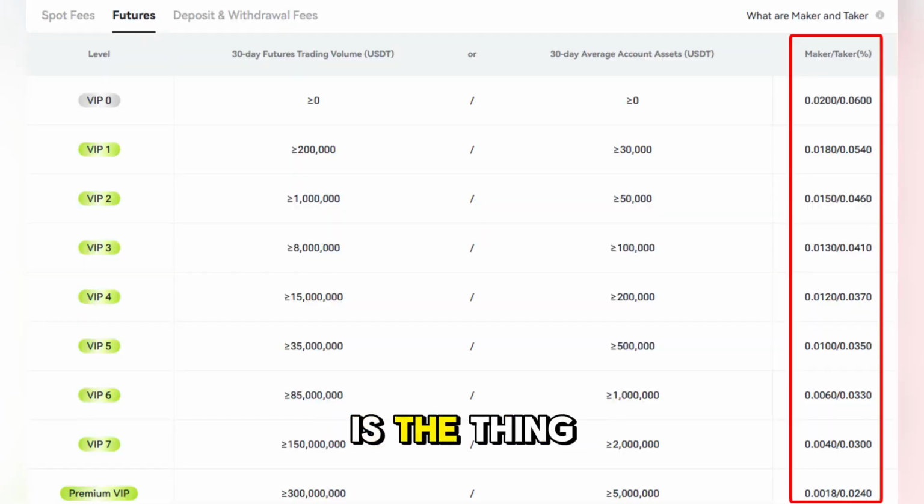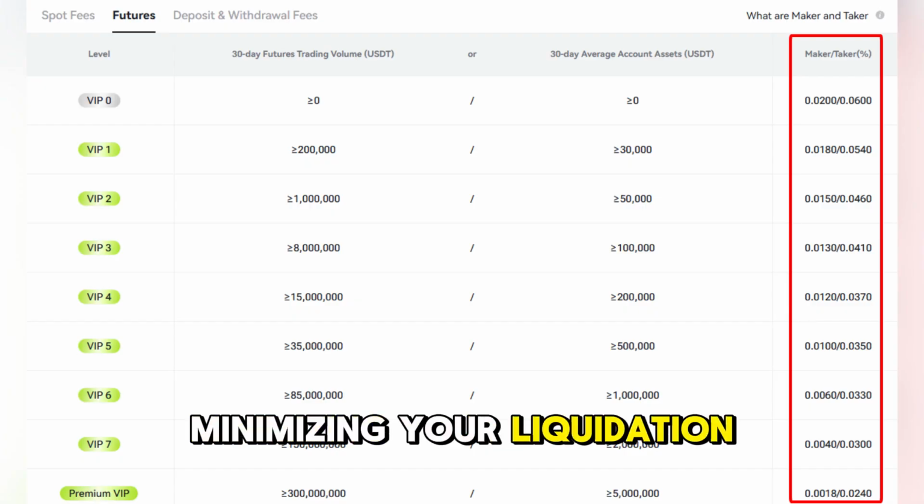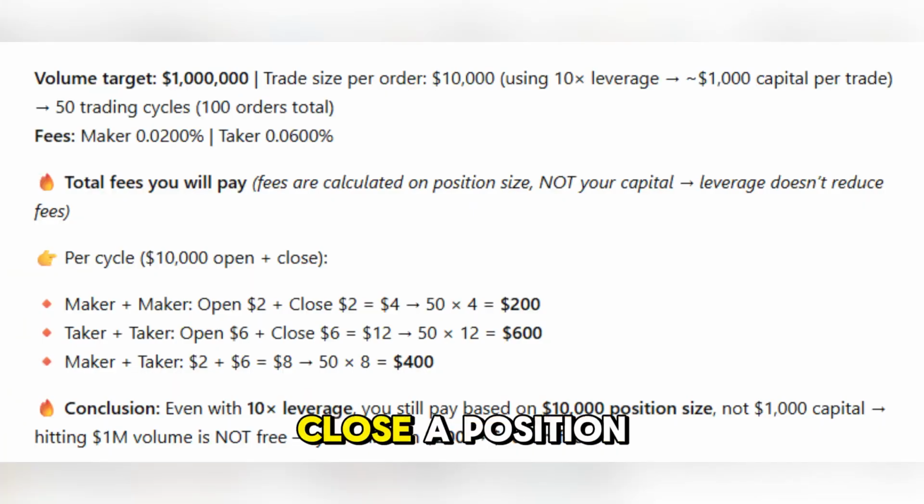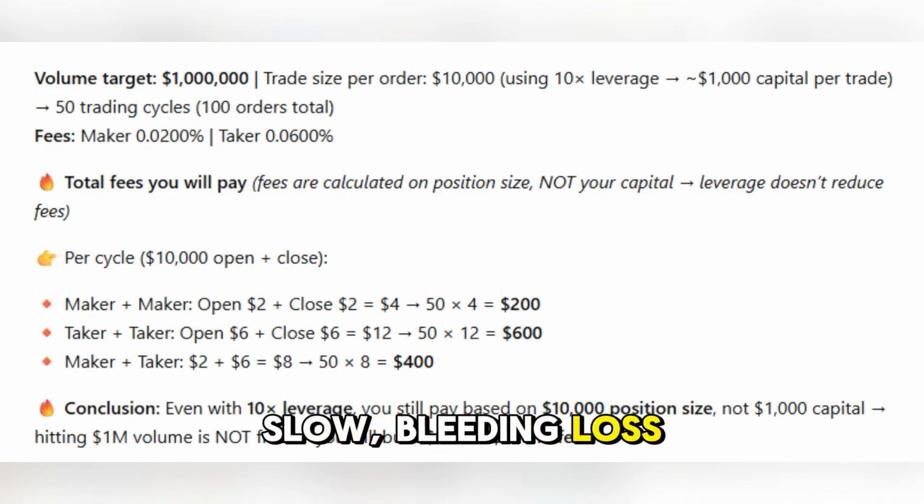But wait, here is the thing. Minimizing your liquidation risk is only half the battle. When you trade futures, trading fees and spread costs silently eat away at your account over time. Every single time you open and close a position, the exchange takes a cut, and these fees compound rapidly, turning what could be a winning strategy into a slow, bleeding loss.